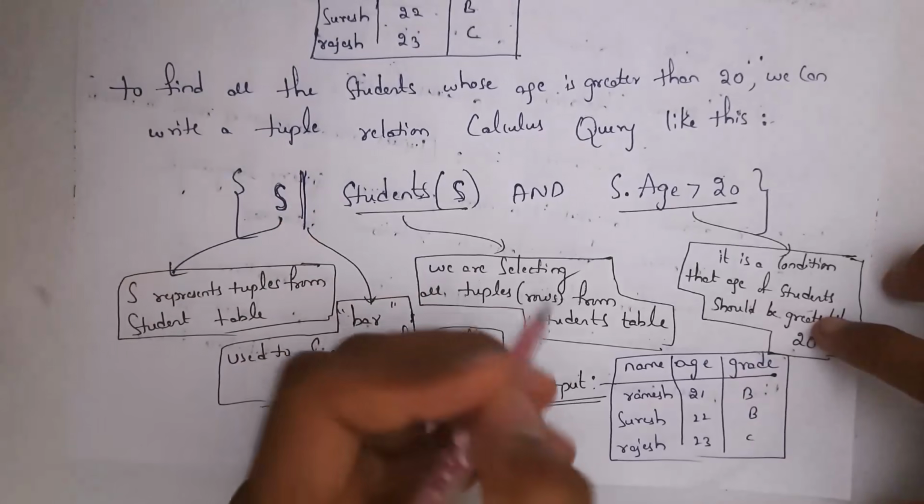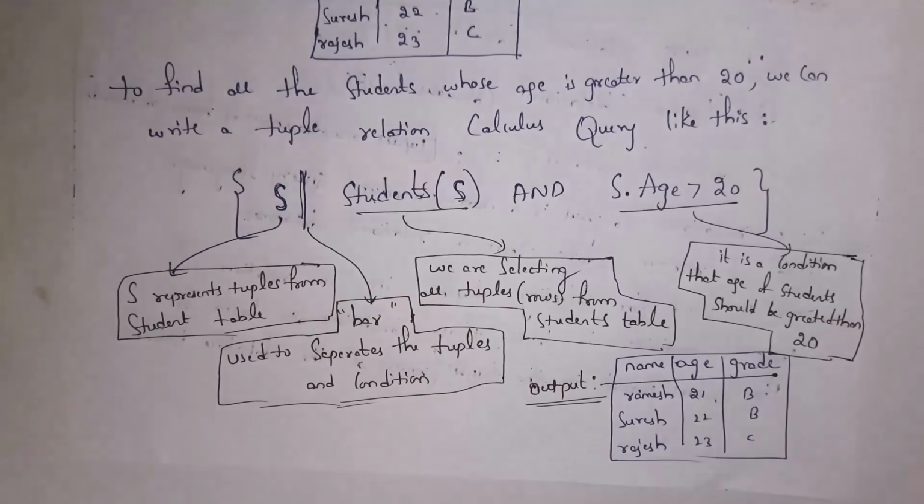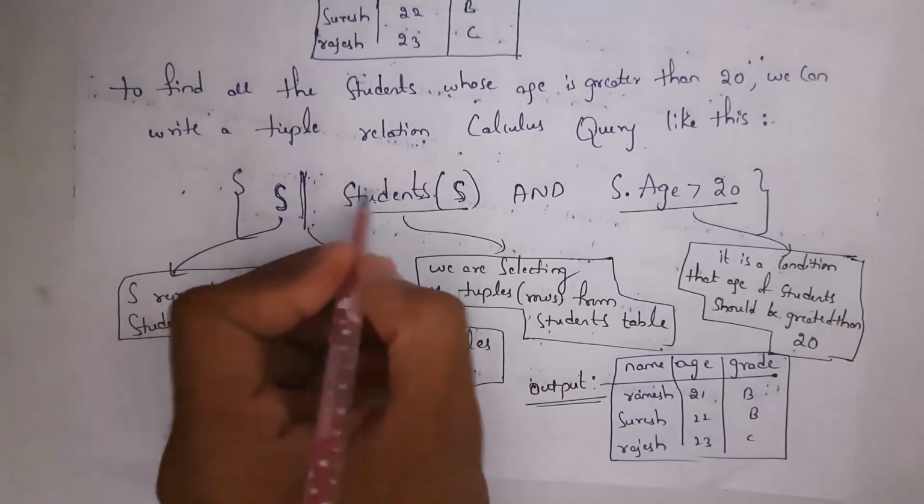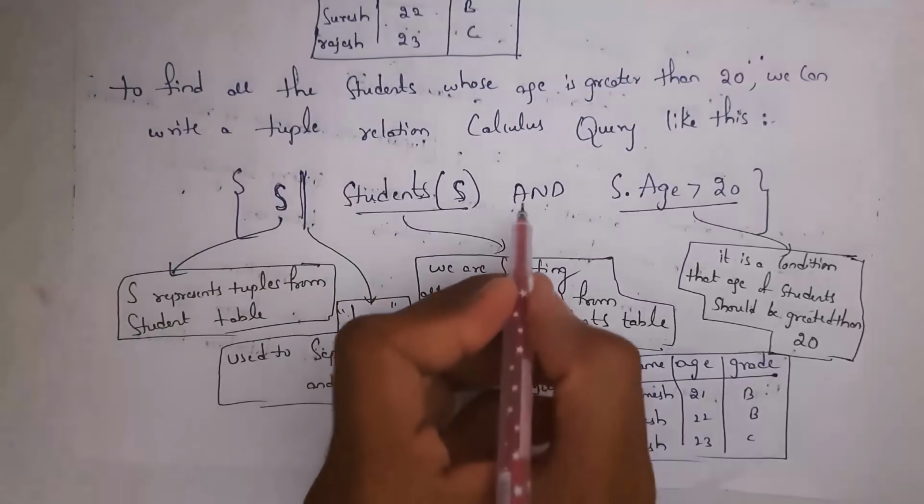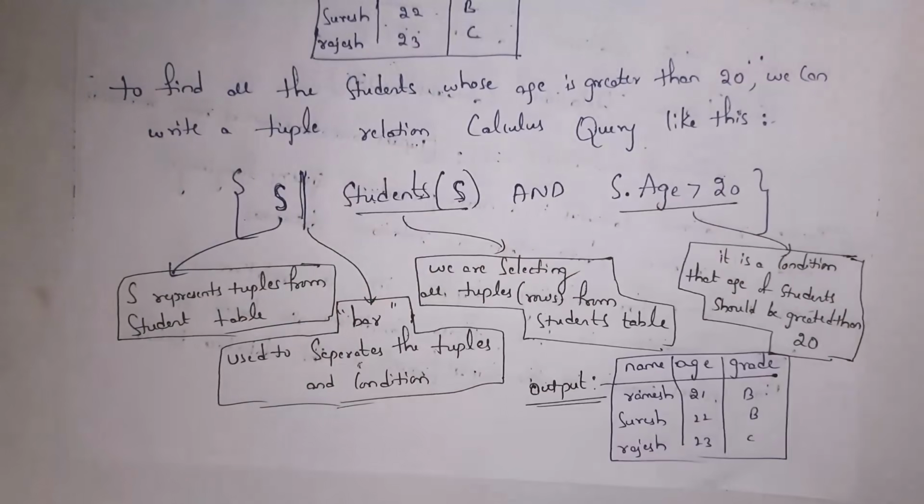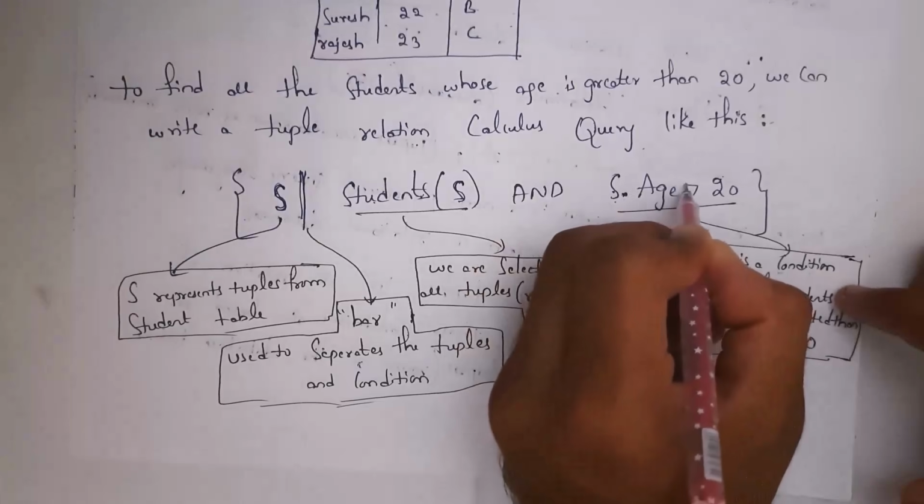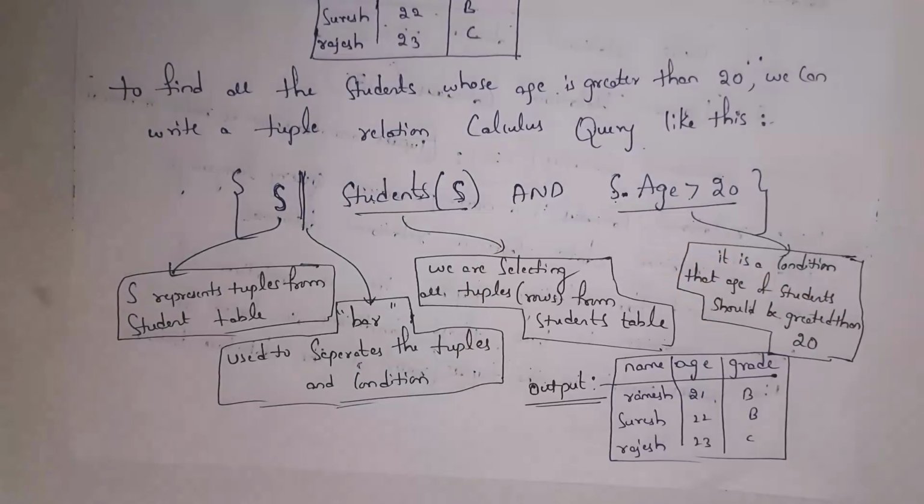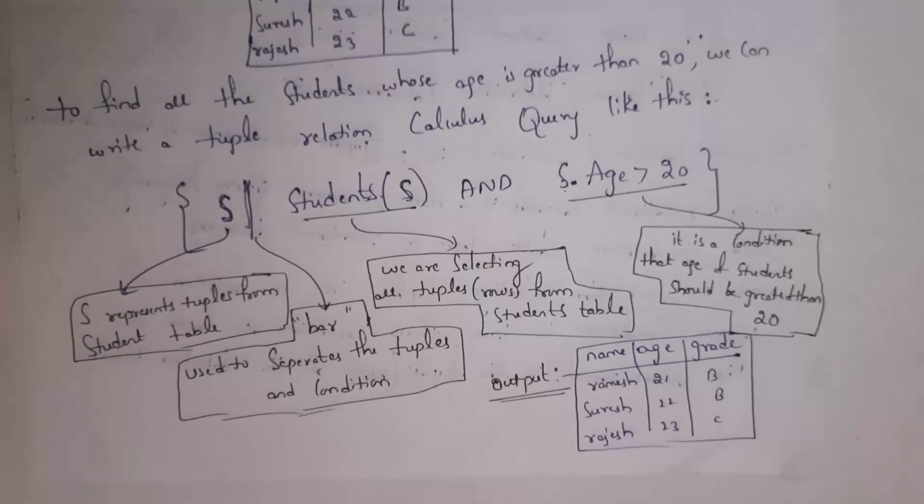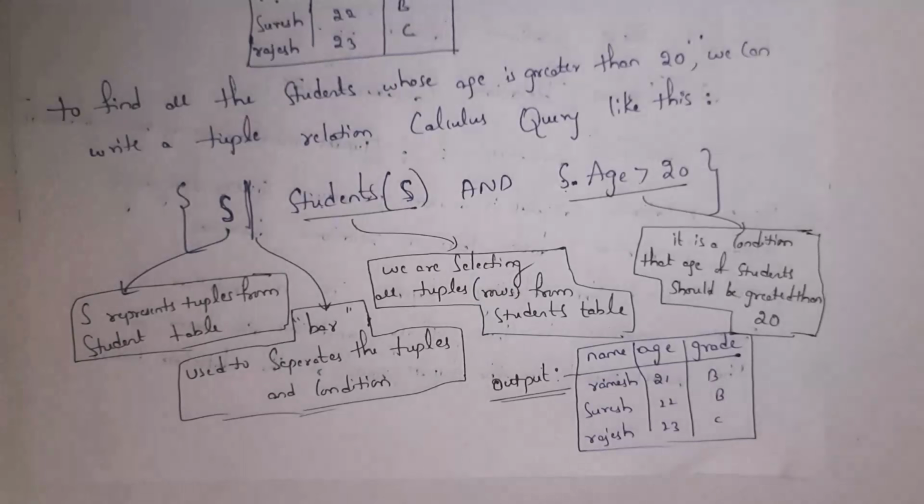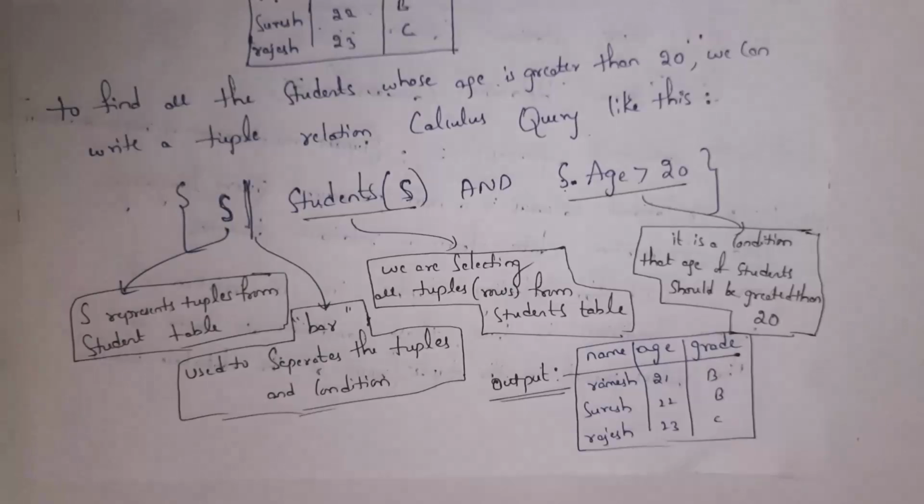Bar, from which table are we selecting? From the students table we are selecting complete tuples. So I just wrote here students of S, where students is the table name, and here we need to give a condition. I don't want to select all tuples. I want to select only tuples whose age is greater than 20. So I just wrote here age greater than 20. So it will select complete tuples of students whose age is greater than 20. This is my output. This is known as tuple relational calculus. If you want to select complete records, that is, complete tuples from a table based on a certain condition, then you can use tuple relational calculus.